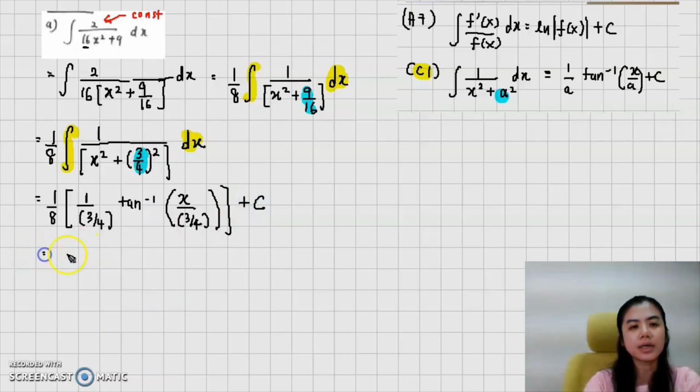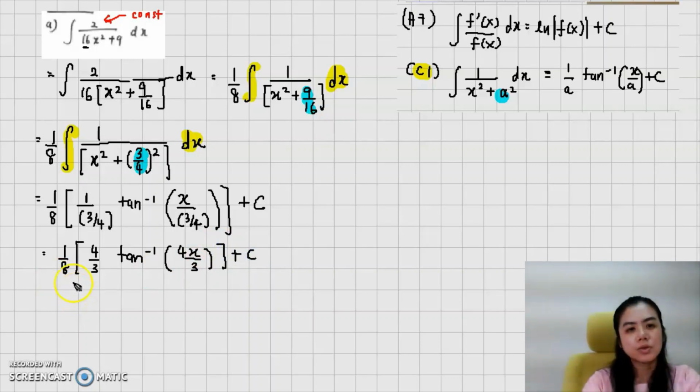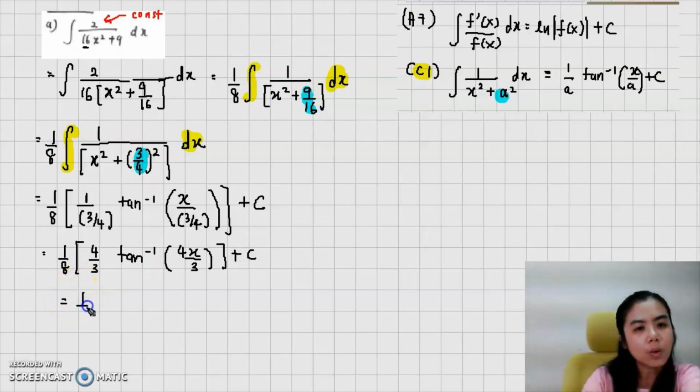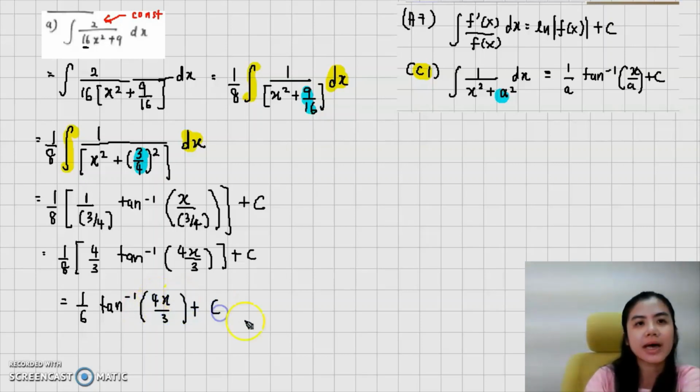Let's simplify. So you will have 1 over 8, and this is 4 over 3, and this is 4x over 3 plus c. Of course, you still have to simplify this. Using your calculator, this actually gives you 1 over 6. So this is the answer for question A.